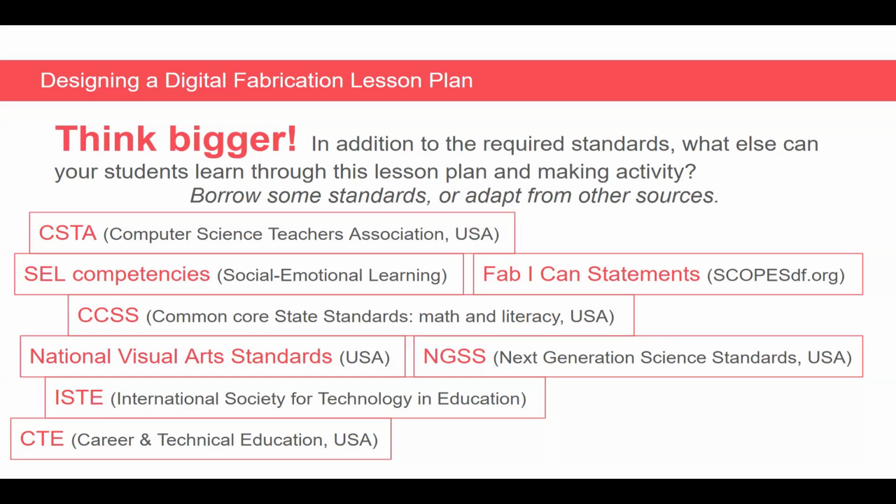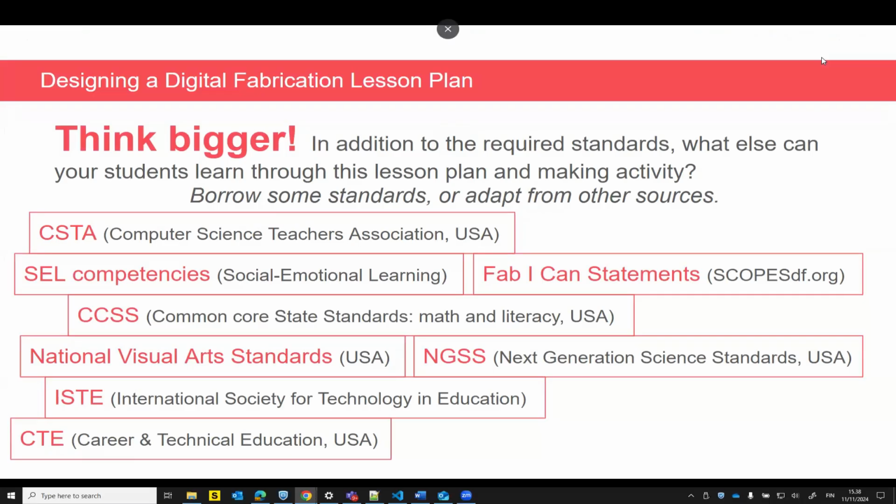You can browse through them. Some of them are really excellent. Some of them are less standards and more open objectives. Like if you haven't checked out the Fab I Can statements, they're on scopes.org. They're an interesting list of objectives or outcomes, really, that the students should be able to do. And they all start with I can or students can.